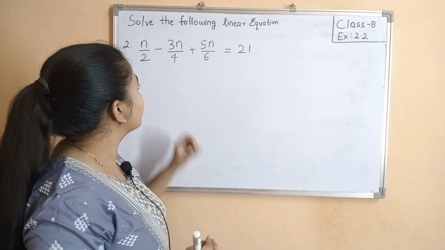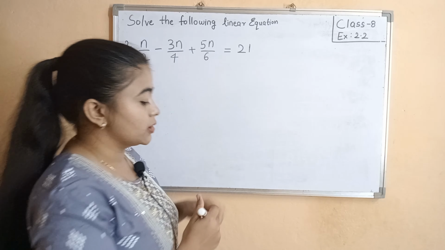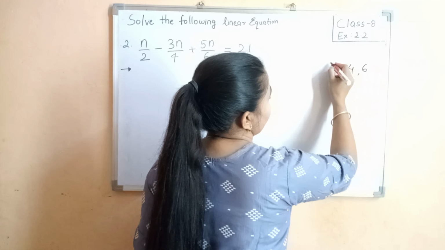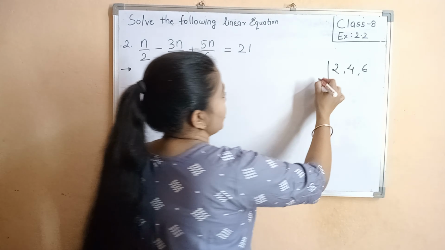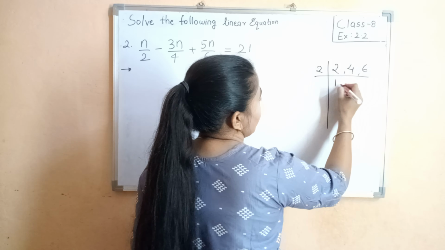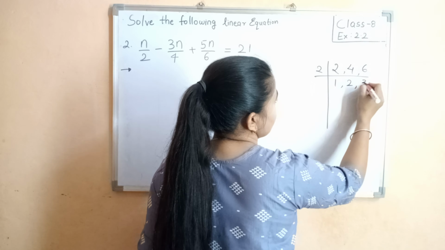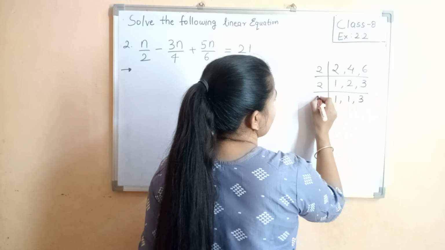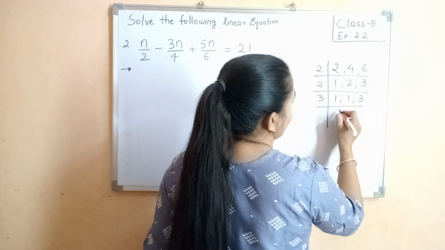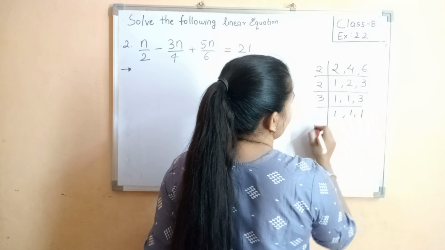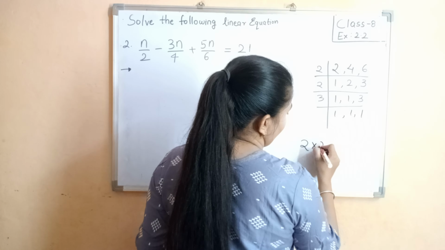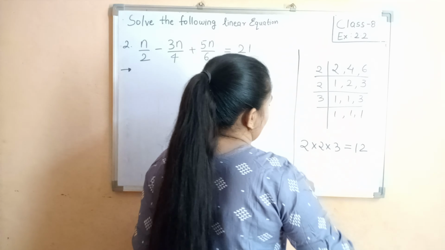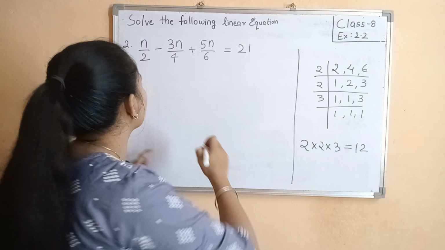So what will we do? We will take the LCM of all three denominators. The denominators are 2, 4 and 6. We'll take the LCM of them. 2 one time, 2 two times, 6 three times. Then 2 1 1 1 and 3 as it is. Then 3. I hope you all know how to take the LCM. 2 into 2 into 3 equals 12. The LCM is 12.